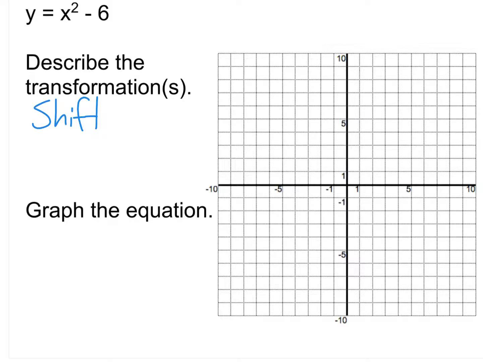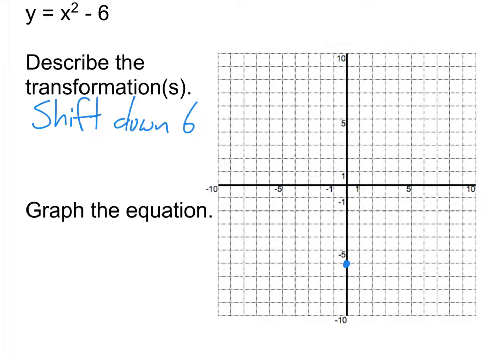It is shifting it, yep, down 6. I don't really need to say shifting. We can just say shift down 6. All right. So then, that tells me where my first point is. So it's going to be down 6. But now we have to remember what the shape of the graph is. The shape of the graph is determined by this part here. In this case, I'm seeing, oh, it's an x squared. Since it's an x squared, it is a parabola. Remember, that's the fancy math name for that U-shaped graph.